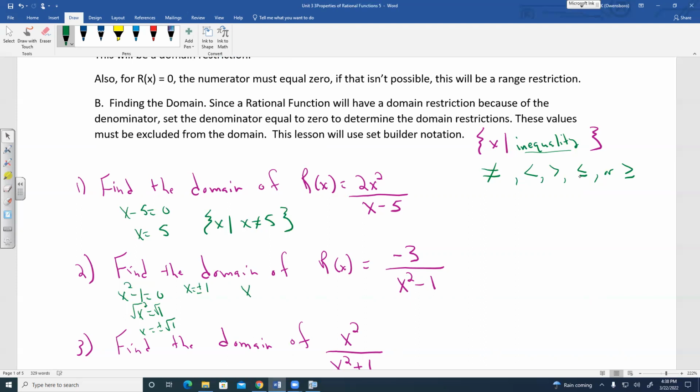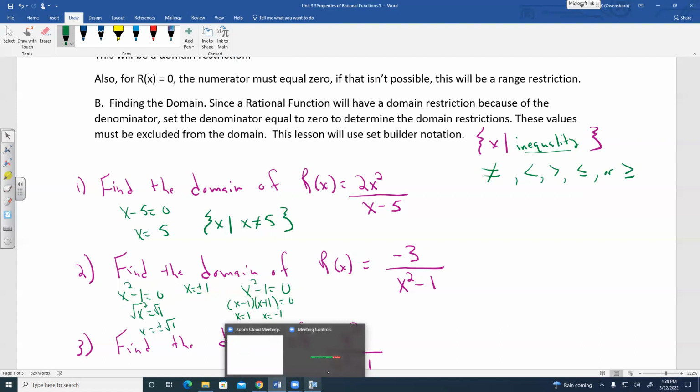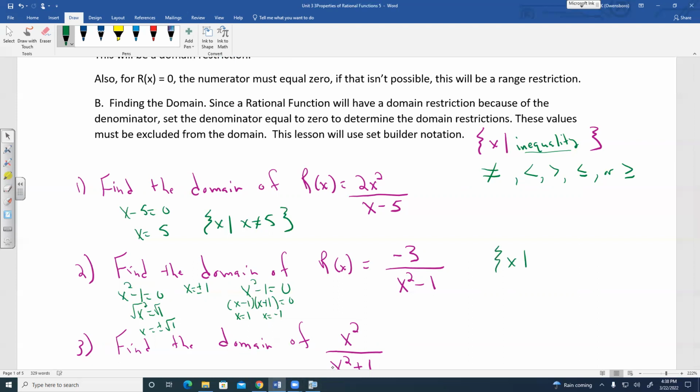Another way to solve this is to recognize that this is a difference of squares. So I can factor this into x minus 1 times x plus 1. If I set each factor equal to 0, I get x equals 1 here, and I get x equals -1 for that one. Notice how there are two domain restrictions. So the way we can write this is the set of x's such that x cannot equal 1 or x cannot equal -1. Something like that would be acceptable. So we exclude those two values.